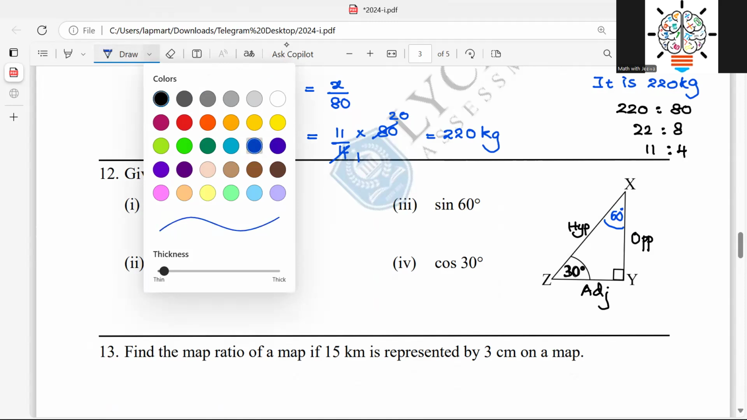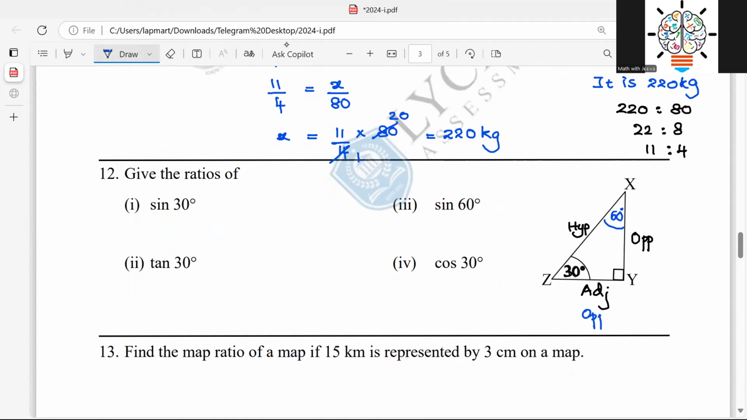Then with relation to the 60, this will be the opposite. So this will be the hypotenuse and this will be the adjacent. First of all, when you have this kind of question, you want to identify the hypotenuse, opposite and adjacent, which is related to whatever angle we are talking about at that moment.